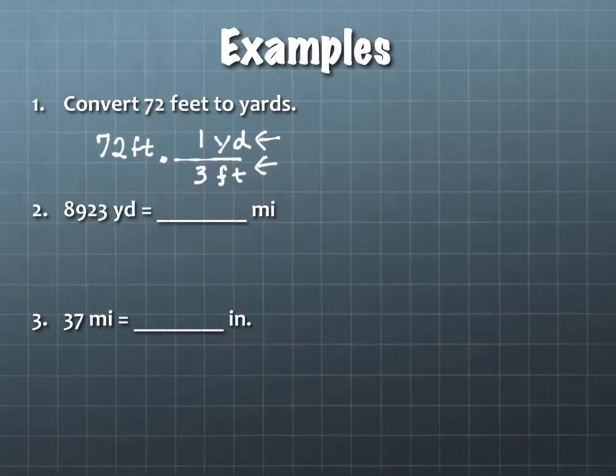The goal in doing what we're doing is that the feet cancel, which leaves us with the only unit of yards when we're done. And then in terms of computation, you would multiply across the top, whatever multiplication you had. This one's not very exciting. It's just 72. And then you would divide by whatever you had in the denominator, 3. So what is 72 divided by 3?